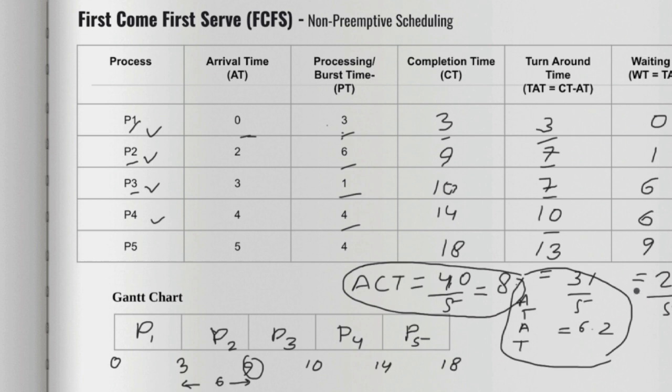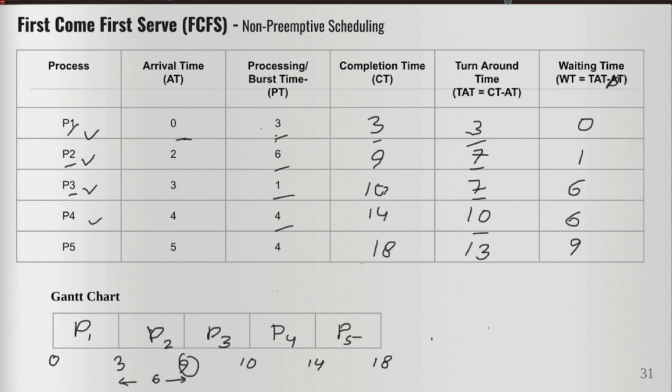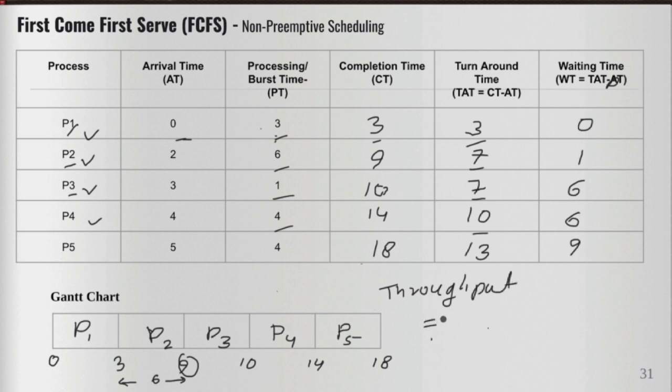Okay. Now it also may ask you to calculate the throughput. So let me just clear this. So throughput is actually the amount of work accomplished in the given time interval. So how is the throughput calculated? So throughput equals number of processes divided by maximum completion time minus minimum arrival time.